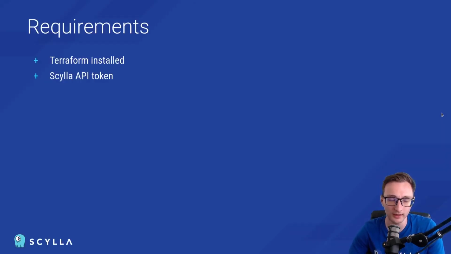Now, before we get started, there are two requirements for this project. You will need to have Terraform installed on your machine. I will put a link in the description of this video that leads you to the Terraform documentation where they show you how to install Terraform on your machine. The other important requirement is that you need to have a Scylla API token. This is needed for Terraform so it can interact with ScyllaDB Cloud. I will also put a link in the description where you can obtain an API token.